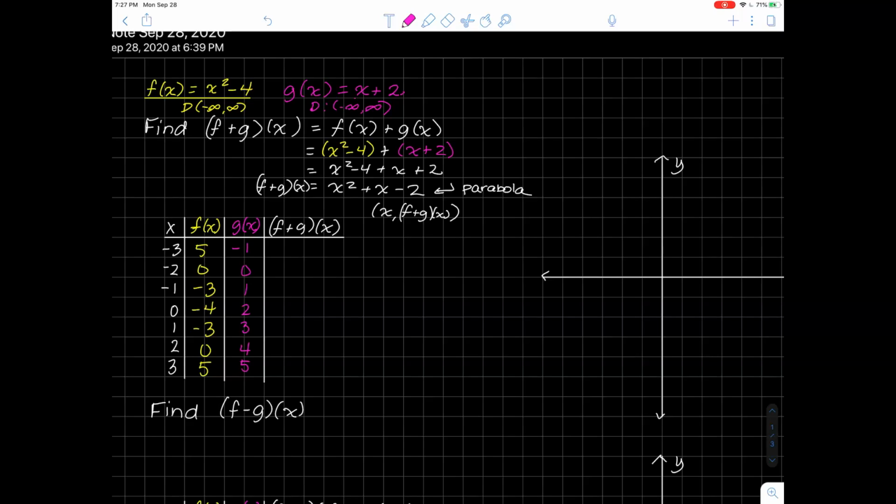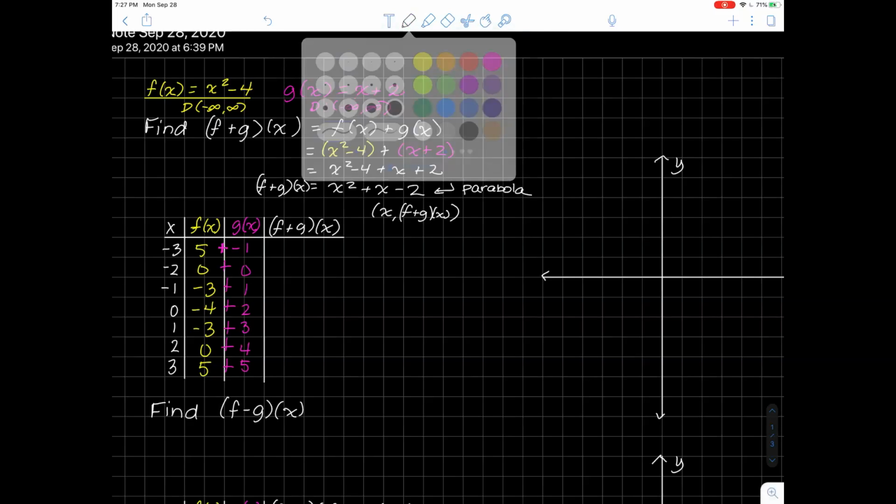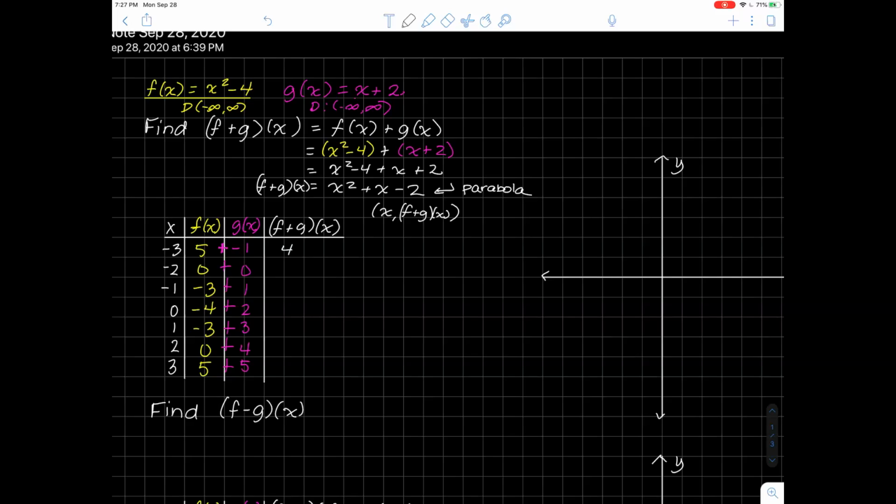So what we're going to do now is just take our f of x and our g of x, and we're going to add them. So we're going to add these values here. We're going to add the f of x plus the g of x. That's what we're doing. So 5 plus -1 is 4. So the resulting point on our new graph is -3 is our x, and our output is 4. The next one, 0 plus 0 is 0. So that will be the point -2, 0. And I'm just using the x and then the output value. All right, and then -3 plus 1 is -2. And so that's the point -1, -2.